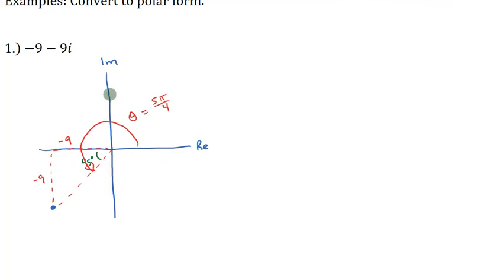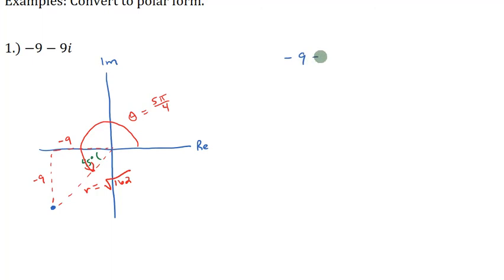And r is going to be the length of the hypotenuse up here, so I'll have 9 squared is 81, plus 9 squared is 81 again. So 81 plus 81 is 162, and take the square root of that. So my r is the square root of 162. So how do I get my polar form of this?